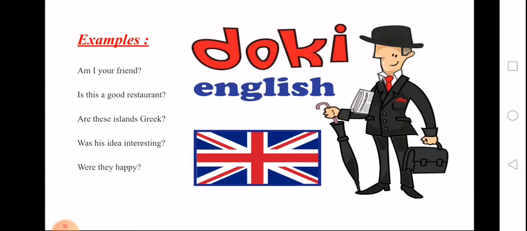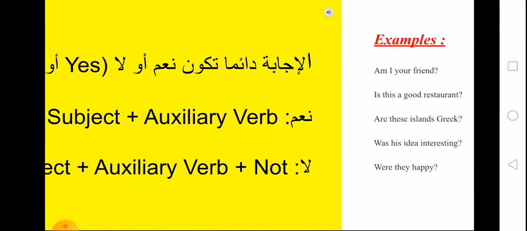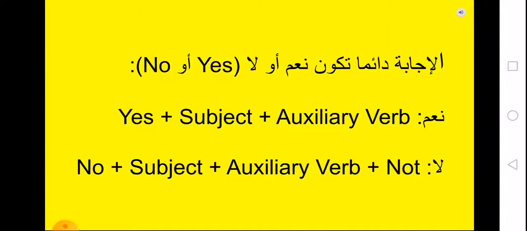So how are you going to answer this type of question? What is your answer going to be? The answer should be yes or no. There are no details here. You are not going to give more detail. Once you have been asked, are you a student? You are going to say yes or no. There is no need to say more things.